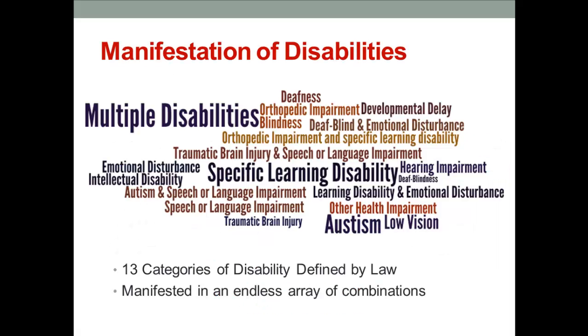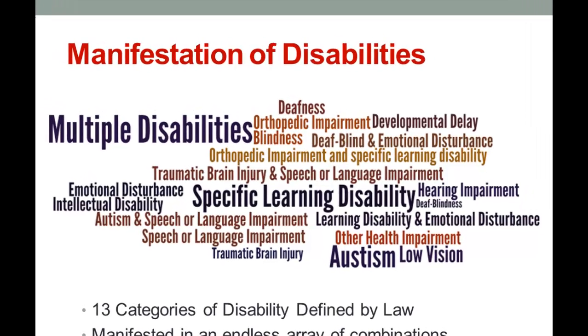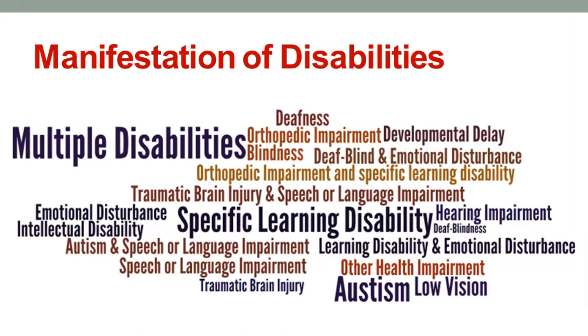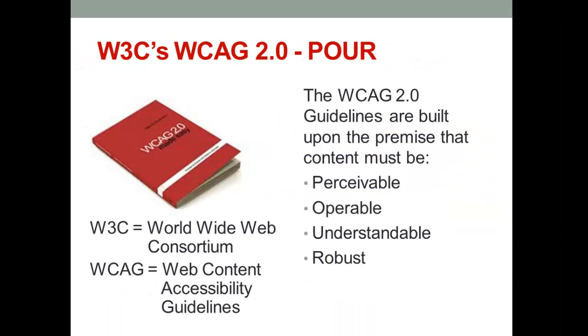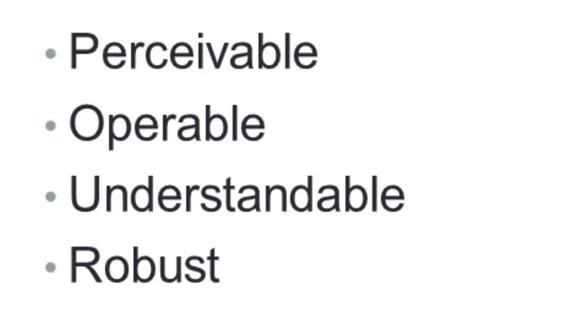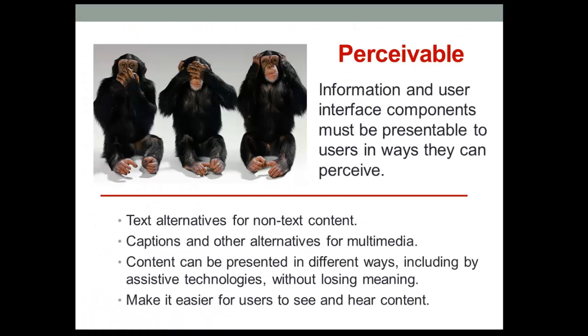There are 13 categories of disabilities defined by law, but they can be manifested in an endless array of combinations. For this reason, it is important to avoid making assumptions about how users will access content. Accessibility for different needs must be considered and planned for at the very beginning of the development process. The World Wide Web Consortium, or the W3C, has developed Web Content Accessibility Guidelines, also referred to as WCAG. The WCAG 2.0 guidelines are built upon the premise that content must be perceivable, operable, understandable, and robust.